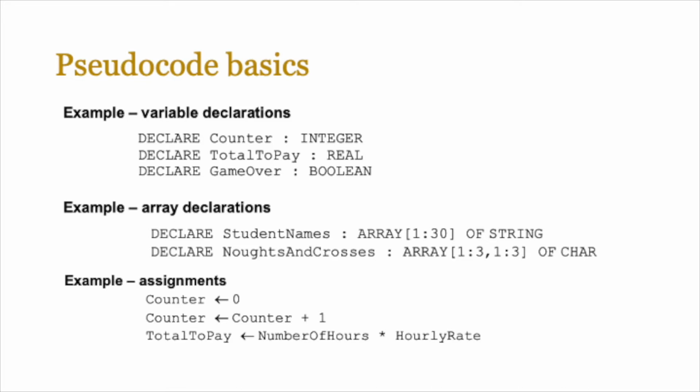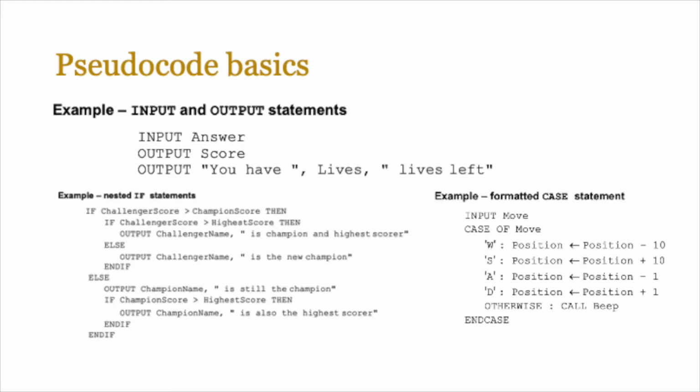And similarly, if you've got something like a total, you could do exactly the same thing. You can assign a value to the total to pay variable, in this case, by simply multiplying the number of hours by the hourly rate. Other common statements are the input and output statements, and these are exactly like those found at IGCSE and previously.